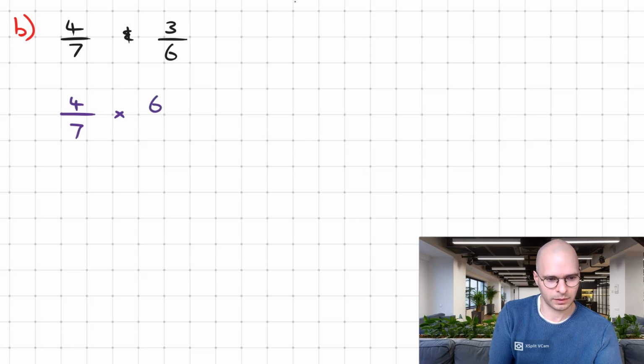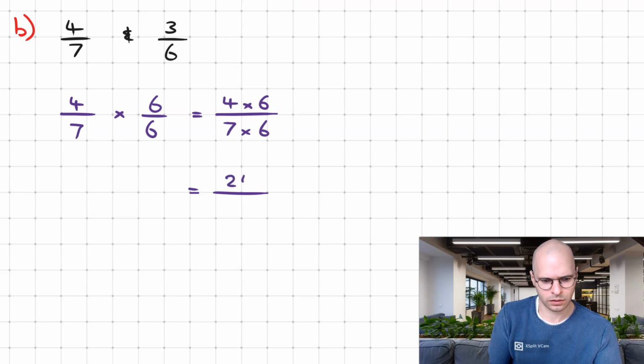In this case, it will be 6 over 6. Moving along, what we need to do is actually do these multiplications. Our numerator is going to be 4 by 6, and our denominator will be 7 by 6. Doing the calculations, 4 by 6 gives us 24, and 7 by 6 gives us 56. So our first fraction is going to be represented as 24 over 56.